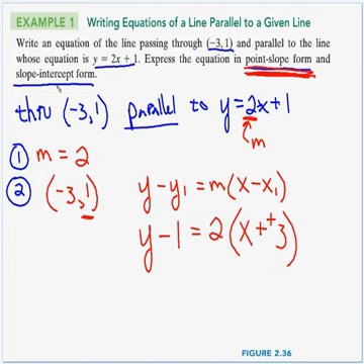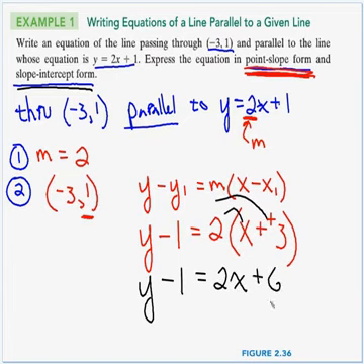To get that down to slope-intercept form, we just have to solve for y. So step 1, we will distribute the 2. 2 times x is 2x. 2 times 3 is 6. Last step, add 1 to both sides. Well, this 6 plus 1 is going to turn into a 7. y equals 2x plus 7.